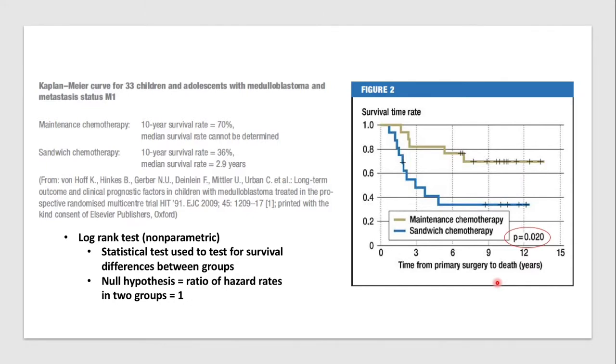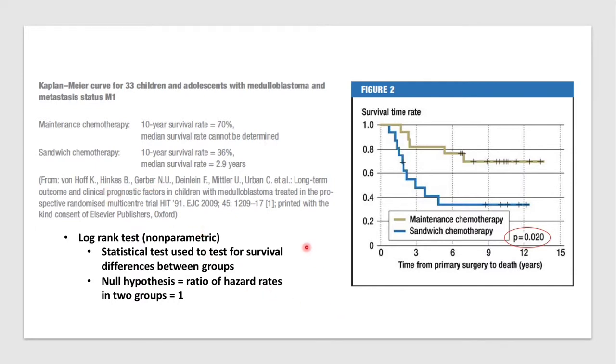Here's another example from your readings this week. These are children and adolescents with brain tumors and metastasis. Especially in cancer literature, you'll see they may talk about a 10-year survival rate. What they're saying here is the median survival could not be determined from this particular data, so maybe they were using a 10-year survival. They were saying it's 70% as compared to 36% in this group here. And they were able to calculate the median survival as 2.9 years. This is from this particular study.